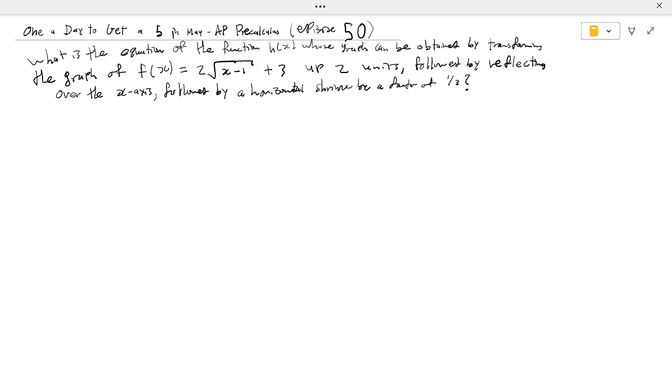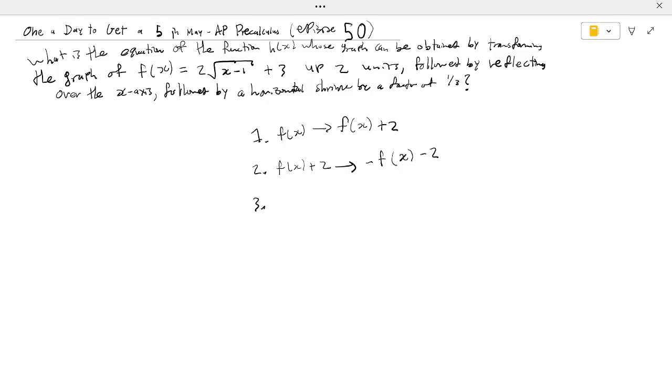Okay. So I'm going to list out all the transformations in order. First, we're going to have translation up 2 units. So that's going to be our f of x goes to f of x plus 2. Then we reflect it over the x-axis. That's going to make everything negative. So it's going to be negative f of x plus 2. So we're making everything negative.